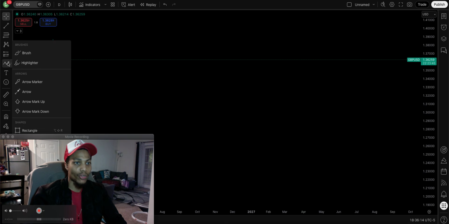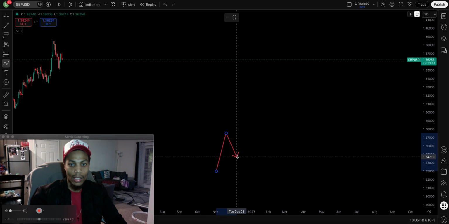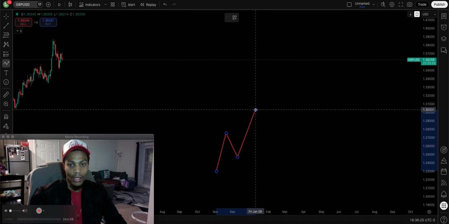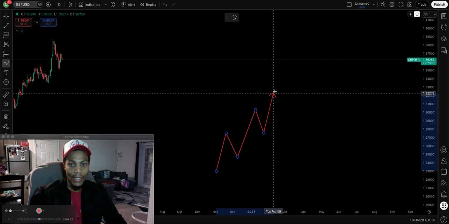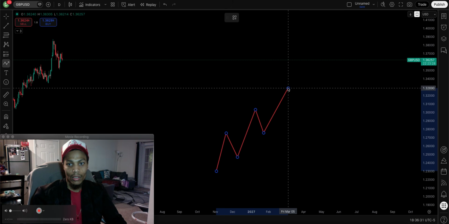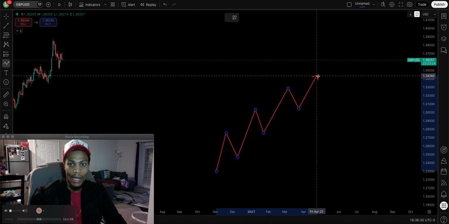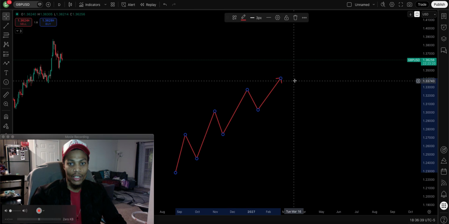So what does an uptrend look like? An uptrend is making a low, then a high, then a lower high, and then a higher high. Then it's making a lower high, and then a higher high. And then a lower high and then a higher high. So this is what an uptrend will look like. This is the first phase of an uptrend.